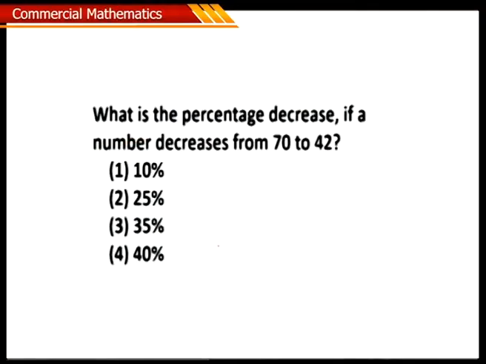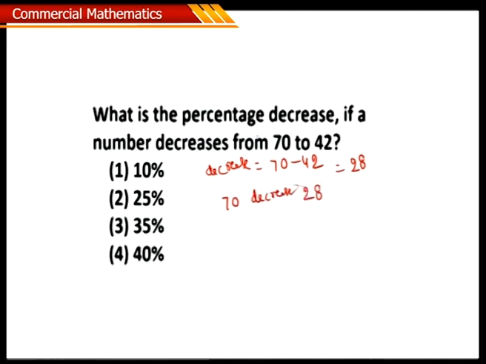Now let us go for one more problem. Just look at the screen. What is the percentage decrease if a number decreases from 70 to 42? So the number decreased from 70 to 42. So what is the decrease? How much is the decrease? It means 70 minus 42. 70 minus 42 is 28. So now you observe the logic. For 70, the decrease is 28.